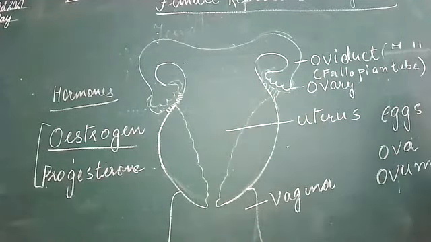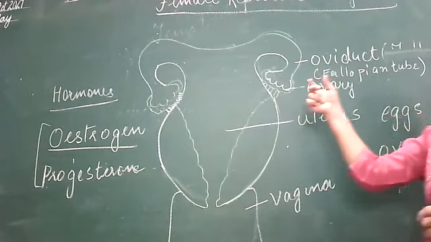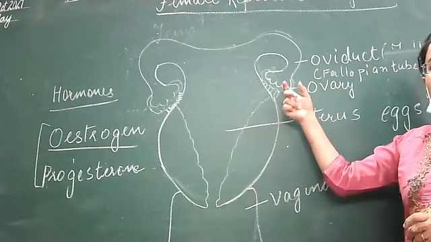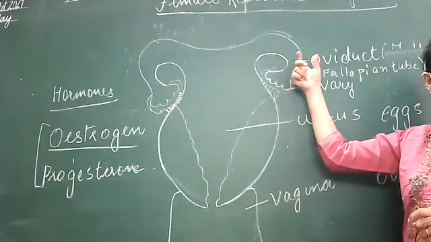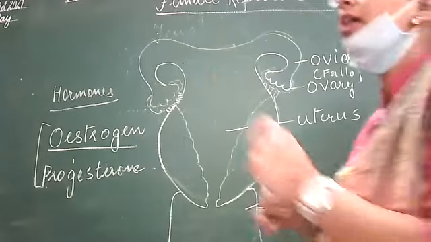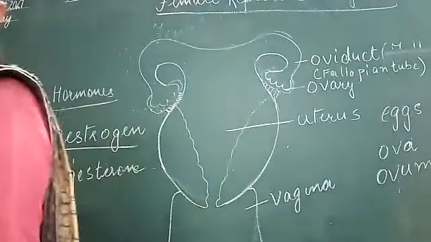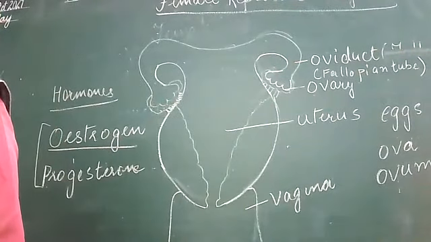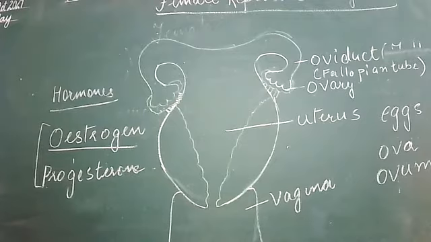Very important, very, very important. When the egg is released from the ovary and it reaches the fallopian tube, then the fertilization of the egg occurs in the fallopian tube. This comes as an MCQ. Where does the fertilization of the egg occur? So the fertilization of the egg occurs in the fallopian tube.